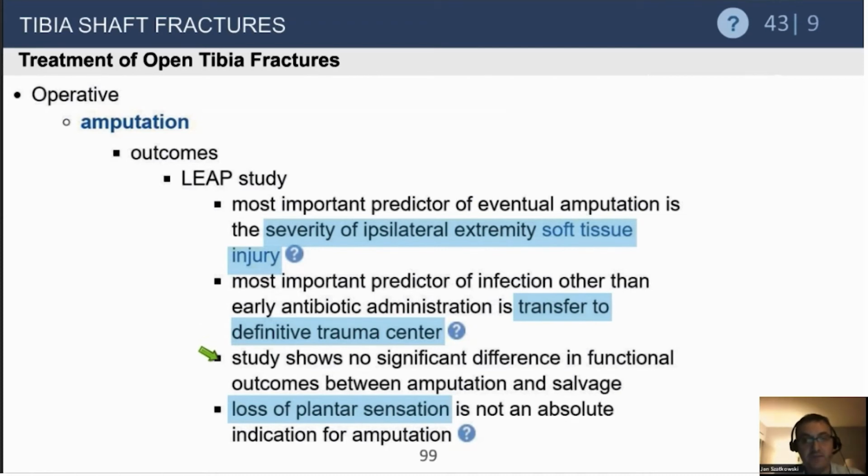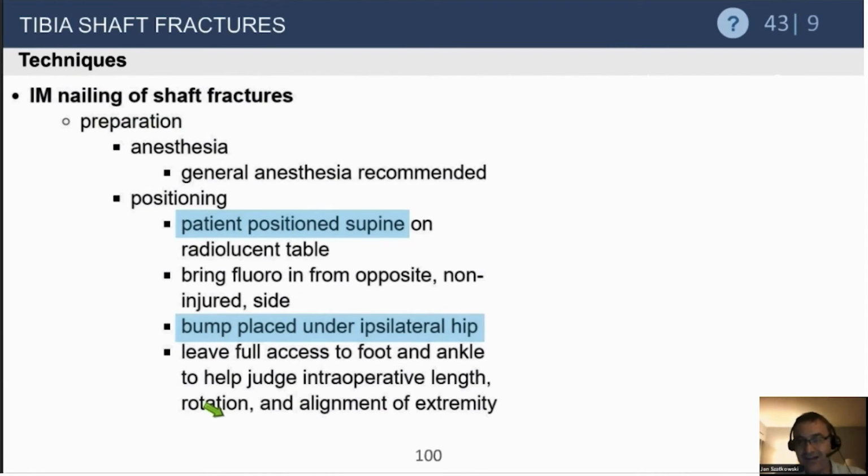The study shows no significant difference in functional outcomes between amputation and salvage. Loss of plantar sensation used to be an indication for amputation. It is no longer, and the LEAP study really showed this and highlighted this. So it's important to realize that even though they don't necessarily feel their foot right away, it doesn't mean to amputate it. So as we move forward here, having talked about amputations, we're now going to talk about the technique for IM nailing, and this will be for proximal, distal, as well as mid shaft.